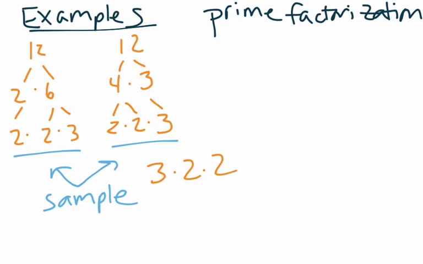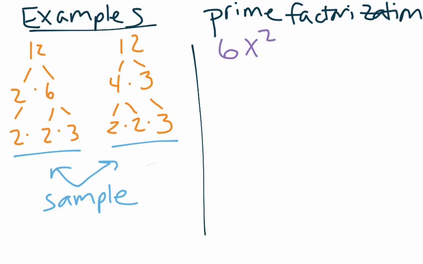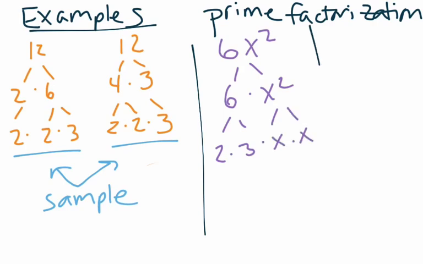But remember that multiplication is commutative, meaning you can switch the order of your multiplication and ultimately they would all be the same. All right, let's look at another example. What if we had 6x squared? So you can recognize that that's multiplication there. So this would break into 6 times x squared. And 6 could break into 2 times 3, and x squared would break into x times x.